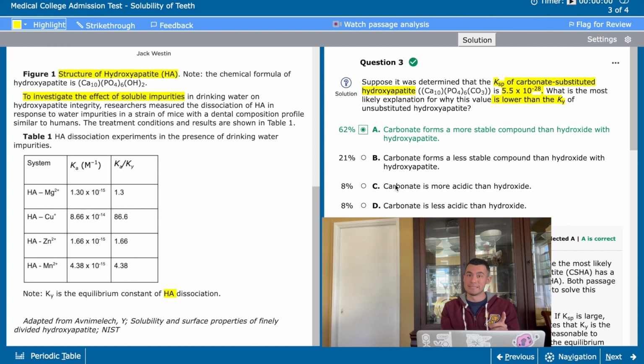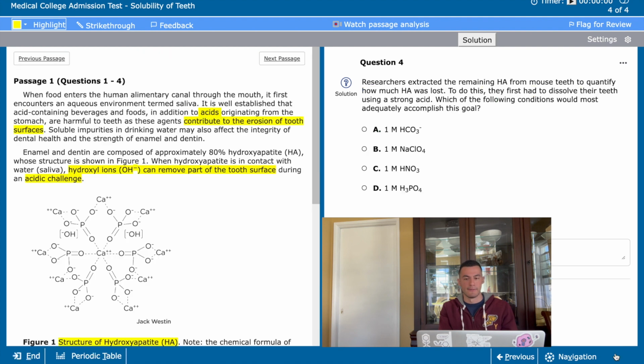Yeah, C and D were meant to be trap answers because they're asking about unrelated information, which is related to Ka, not KSP. KSP revolves around the solubility of a compound. Ka is more about the acidity and basicity, really the acidity of a compound. You can determine basicity from Ka. Perhaps I could do another video in which I do that. But that is number 3. Hopefully that makes sense to y'all.